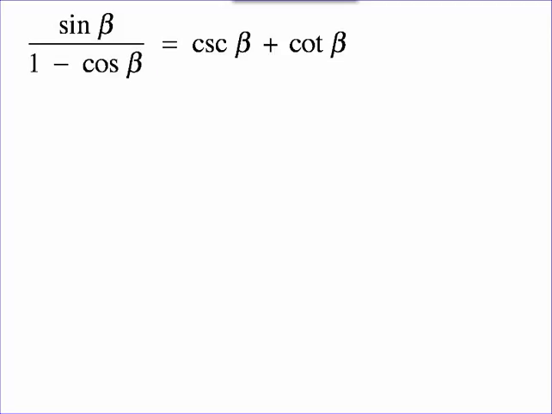Sine times cosine... times 1 over 1 minus cosine, plus cosine. So what I'm going to do is multiply. Do we remember what we called that? The conjugate. So I'm going to multiply by the conjugate.